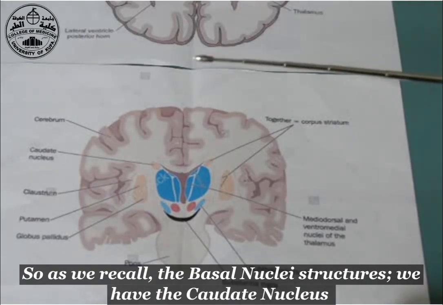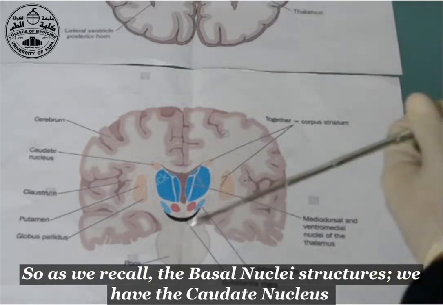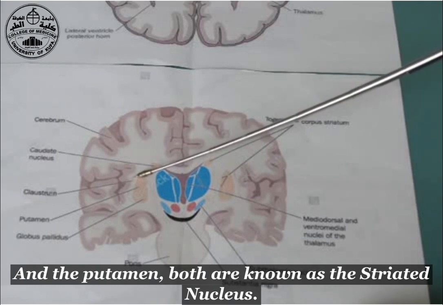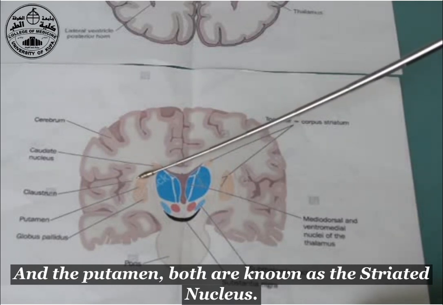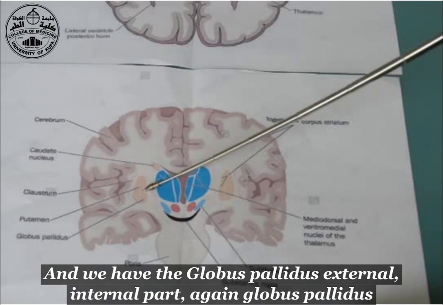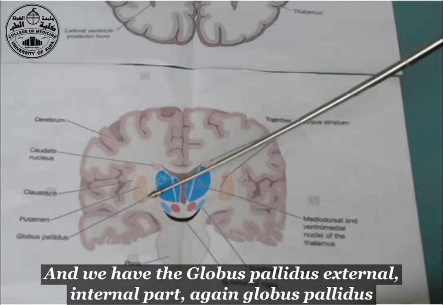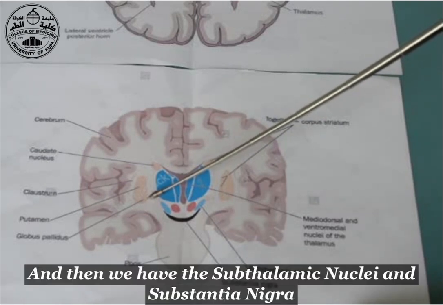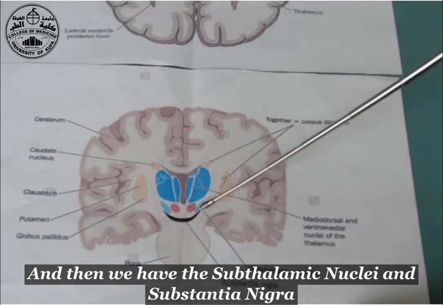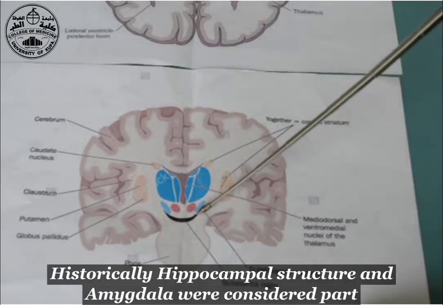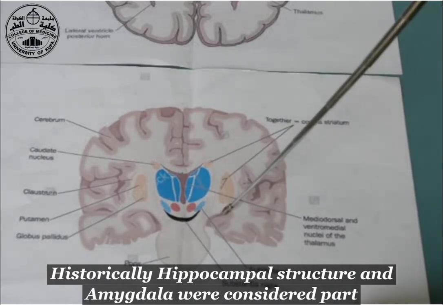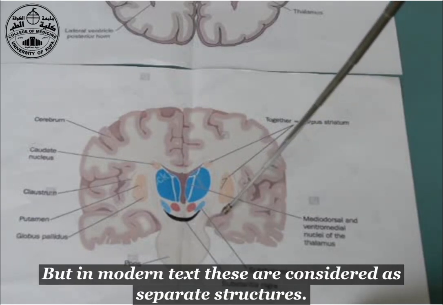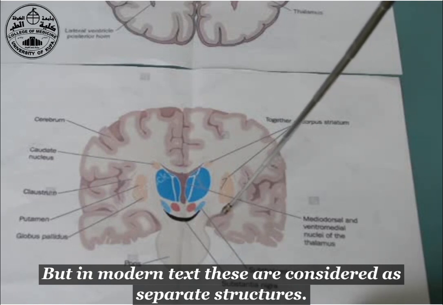So as we recall, the basal nuclear structures, we have the caudate nucleus and the putamen. Both are known as the striated nucleus. And we have the globus pallidus, external and internal part. Again, globus pallidus and putamen can also be known as the lentiform nucleus. And then we have the subthalamic nuclei and the substantia nigra. Historically, hippocampal structure and amygdala were considered part of the basal nuclei. But in modern texts, these are considered as separate structures.